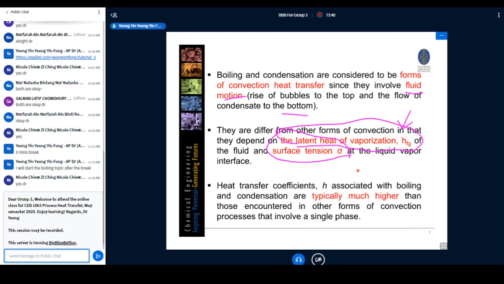So what kind of parameters is needed for the calculations of the boiling rate of heat transfer as well as condensation? This sigma is not the Stefan-Boltzmann constant. In the boiling chapter, this sigma is called surface tension. It has its own unit and value depending on the type of the surface that you use for the boiling process. Heat transfer coefficients h associated with boiling and condensation are typically much higher than those encountered in conventional processes that involve a single phase. There's a phase change over here because it involves the latent heat. That's why it's higher.